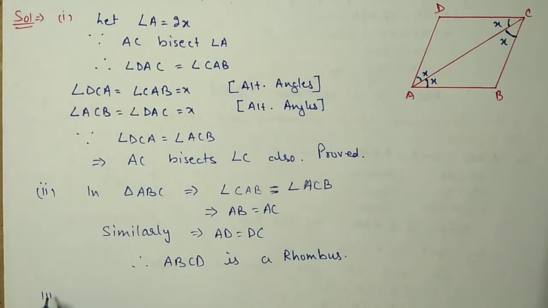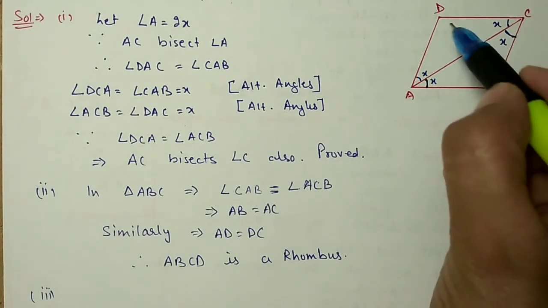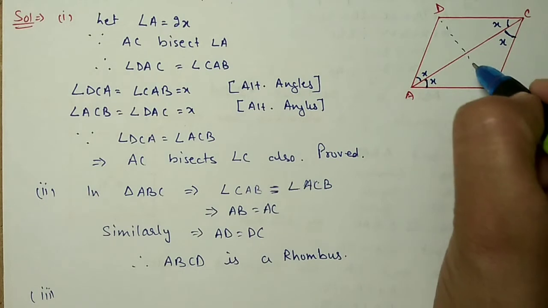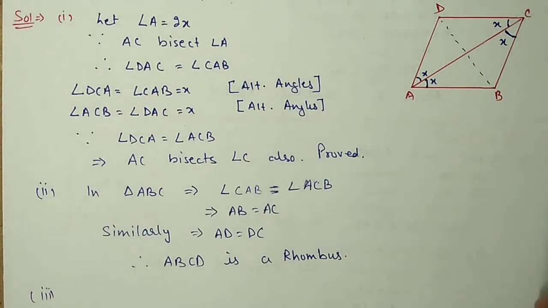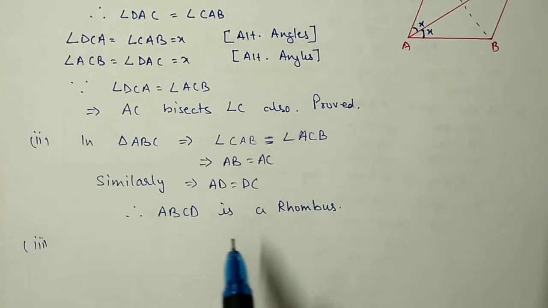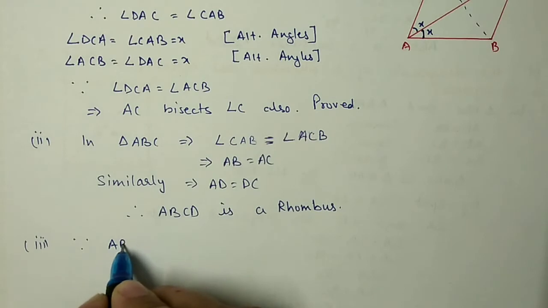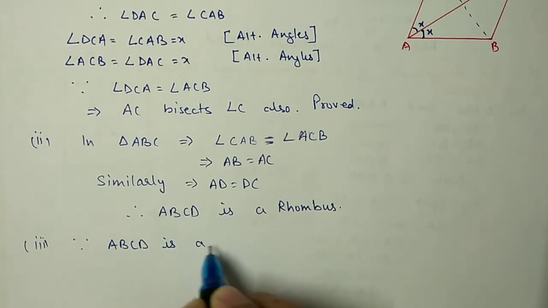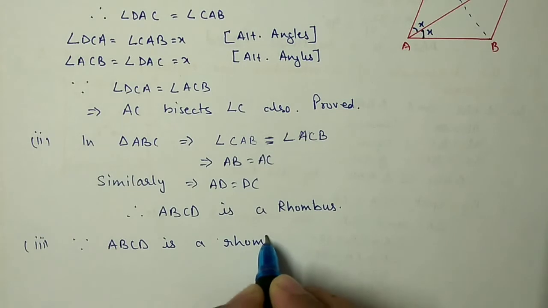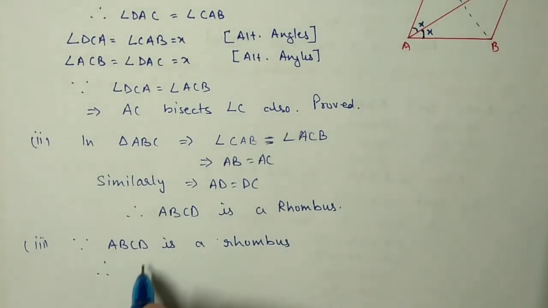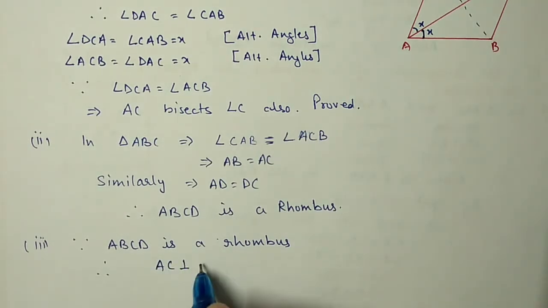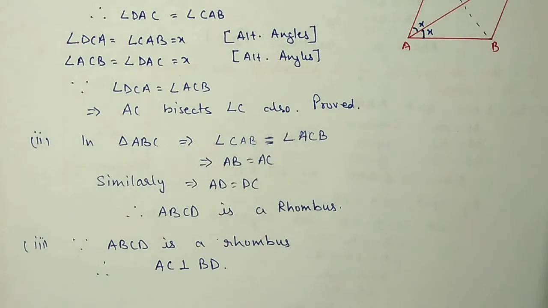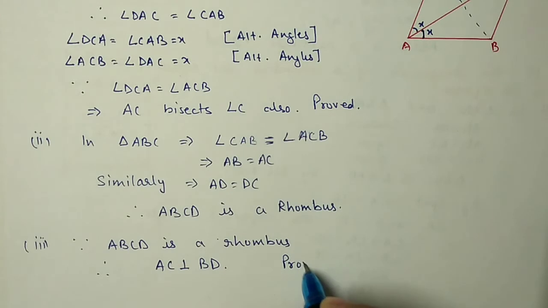Third part, we have to show that the diagonals AC and BD, if we join B to D, the angle between these two diagonals is 90 degrees. As we proved ABCD is a rhombus, so we can write here directly, because ABCD is a rhombus, therefore the angle between AC and BD will be 90 degrees. AC is perpendicular to BD. Rhombus and square diagonals bisect each other at 90 degrees. So hence proved.